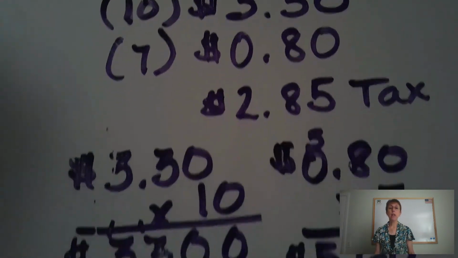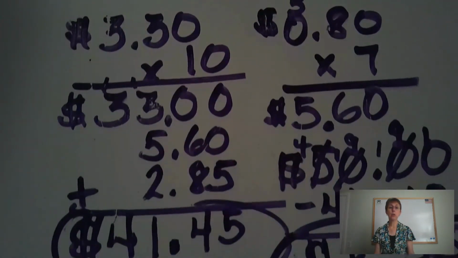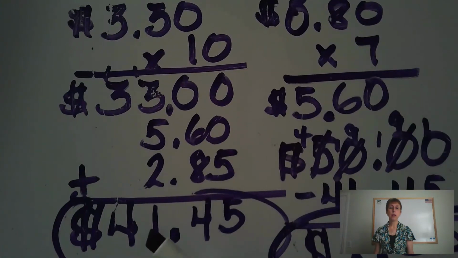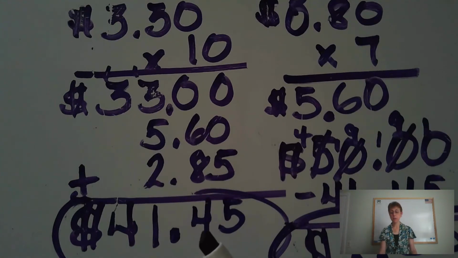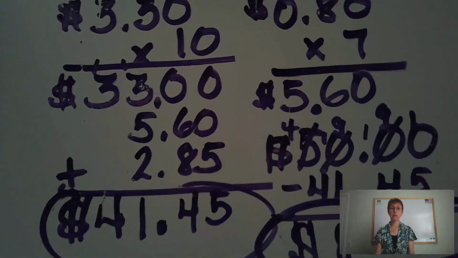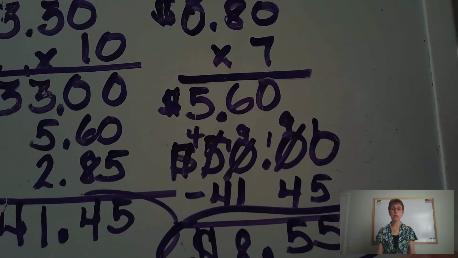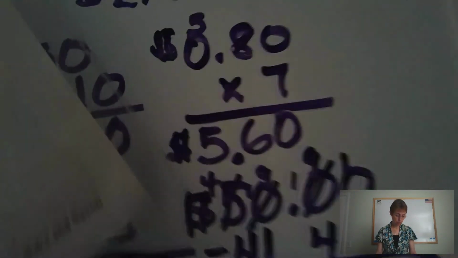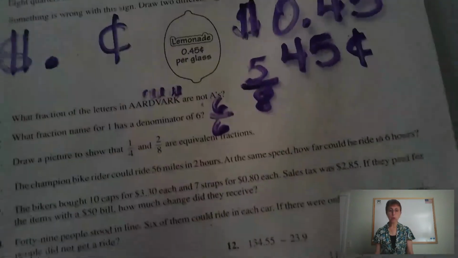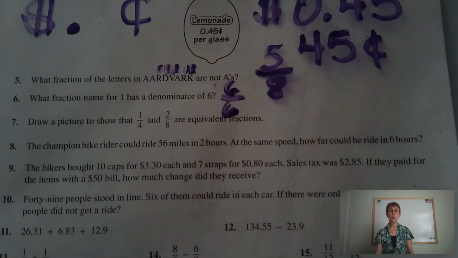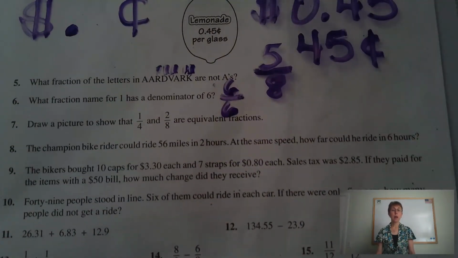And then after you had that total, which was over here at $41.45, then you can work on figuring out the change, because now you know how much the purchases cost. Okay, they were spending $41.45, and if you pay with a $50 bill, you end up with $8.55 change.